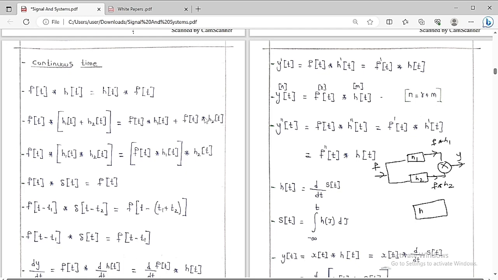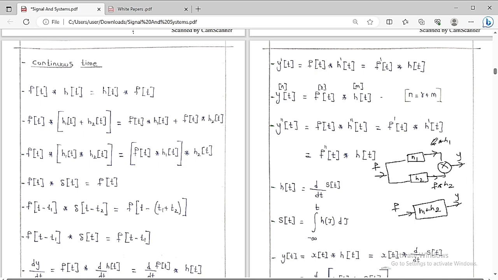Basically, I will add this impulse response. Then I will give the input f of t, and then I am going to get the output as well. So instead of going for this complex circuit, I will use a simple circuit. This simple circuit has an impulse response that is the summation of these two impulse responses, then you are going to get the same output.